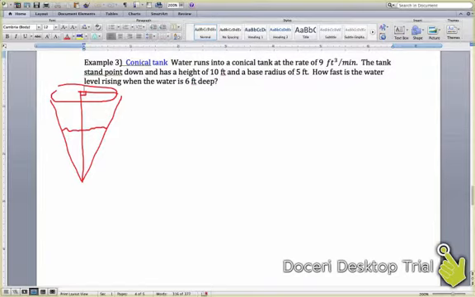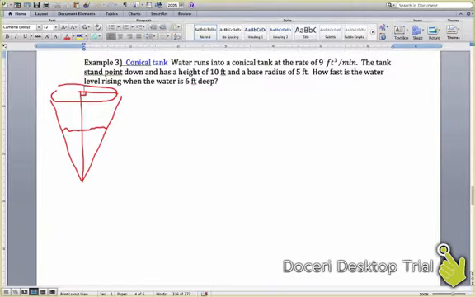So this is a conical tank that's point down. It has height 10 feet, base radius 5 feet. We have water running into the tank at 9 feet cubed per minute. So we have a lot of stuff going on here. But this is a classic problem, and these problems are related.